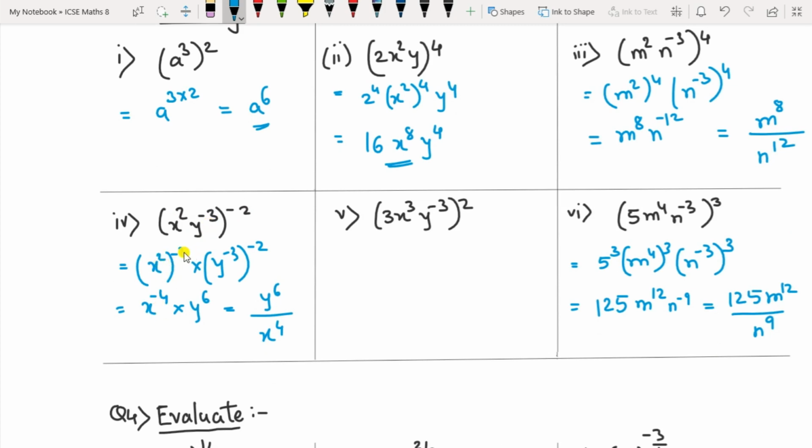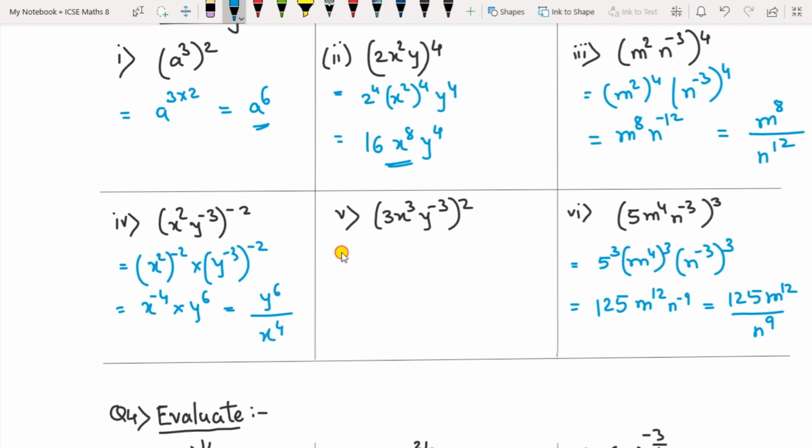So it will become minus 4, and this will become minus into minus, plus 6. 4 3 2s are 6. So this is having a negative sign, so this x raised to 4 will go down. The answer will be y raised to 6 upon x raised to 4.